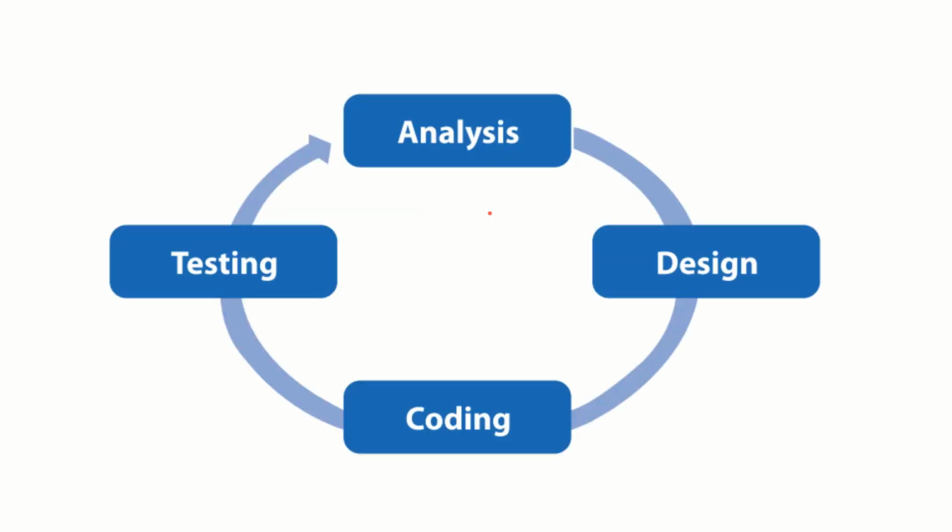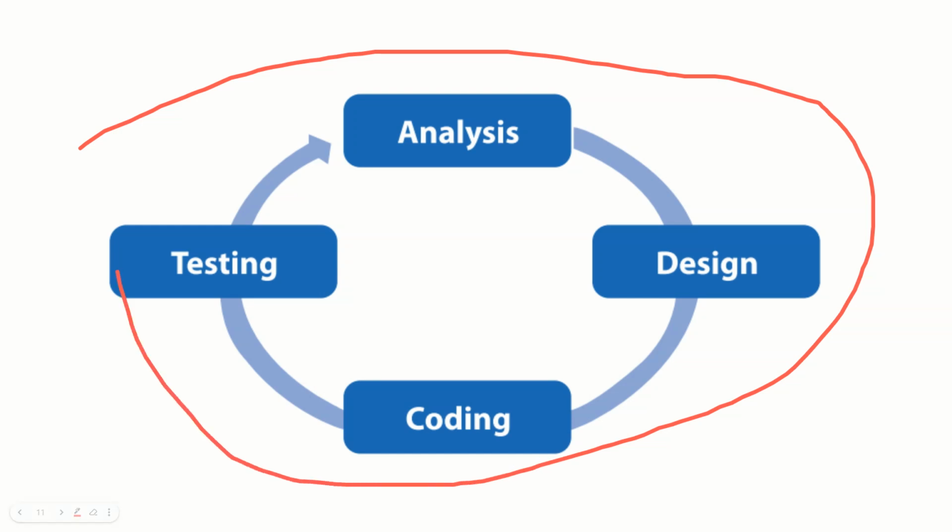Okay. So when you talk about the software development life cycle in computer science, this is what we are interested in. First, we start with the analysis. Second, we do our design. Third, we code. Then, fourth, we test.